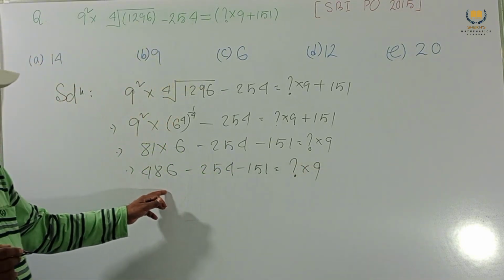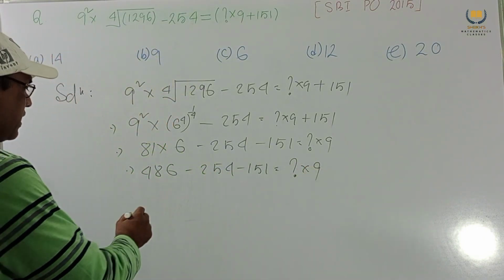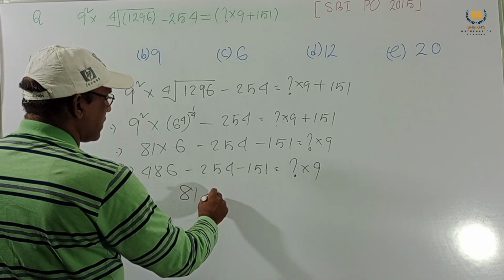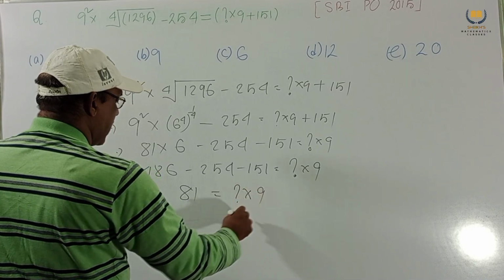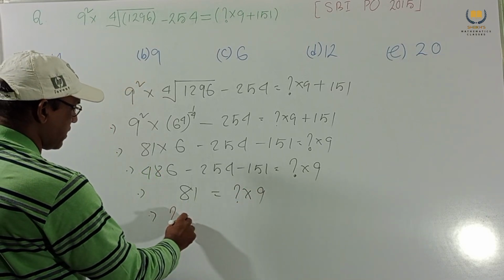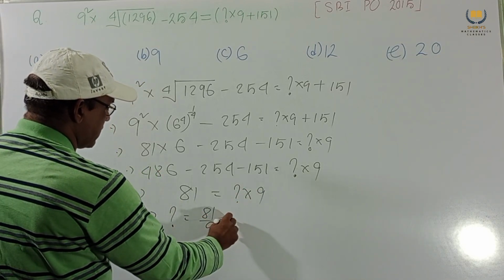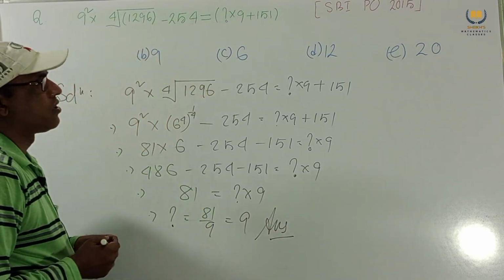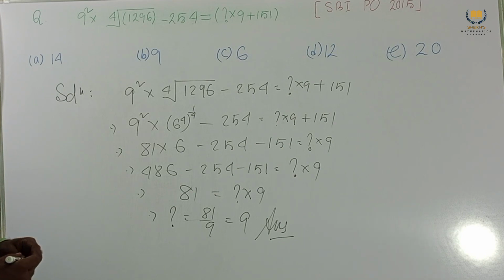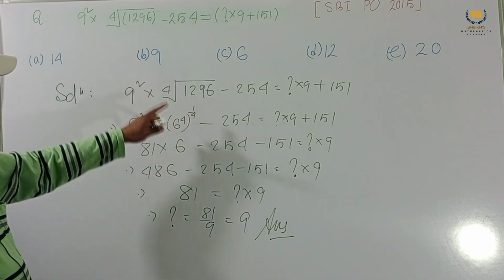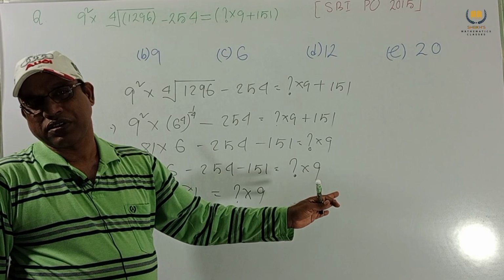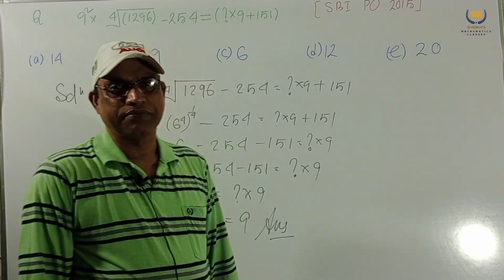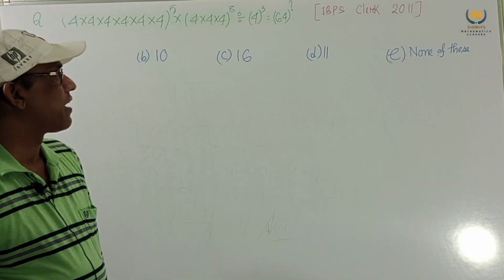So if we subtract this, then we get 81. 81 equals question mark into 9, and question mark equals 81 by 9. This is 9, and this is our answer. So option B is the answer, 9. Simple calculation. This is not difficult, very easy. Without a calculator, we can easily solve this. Consider another problem.